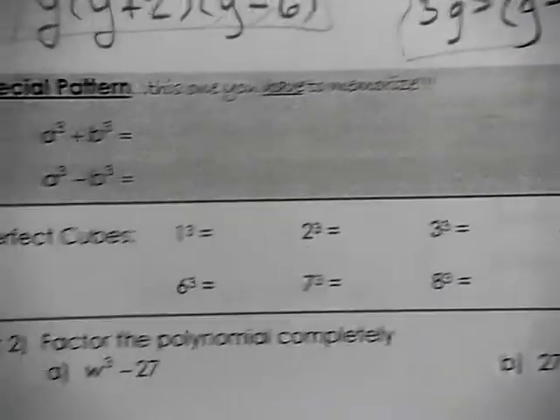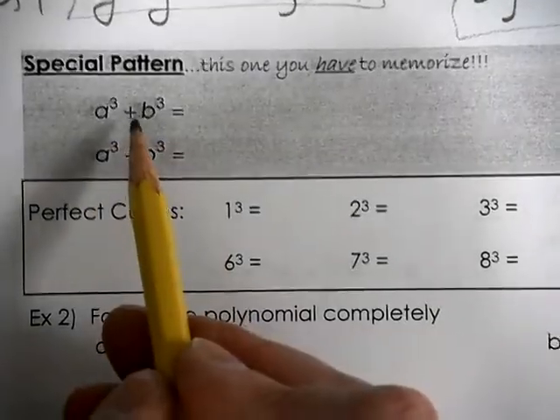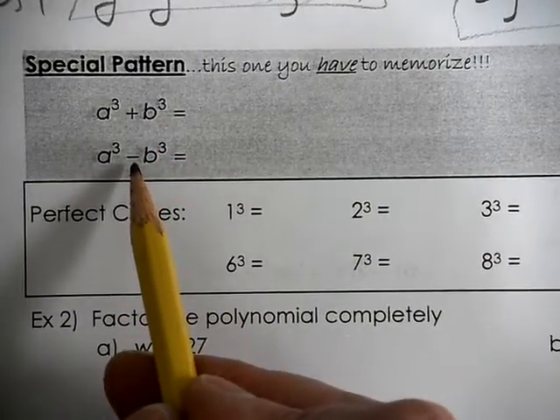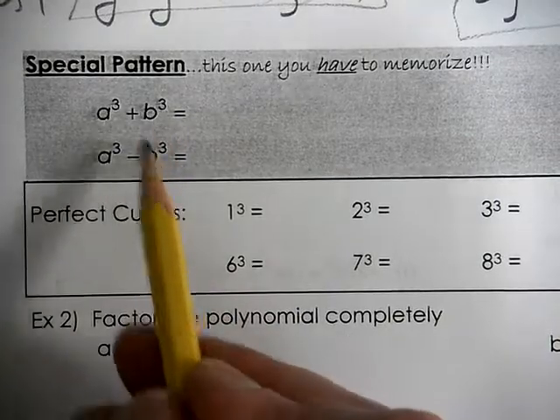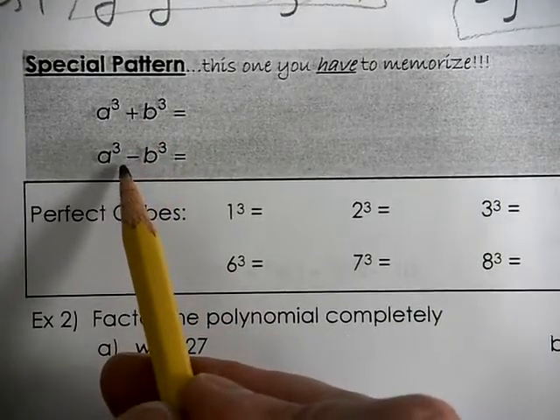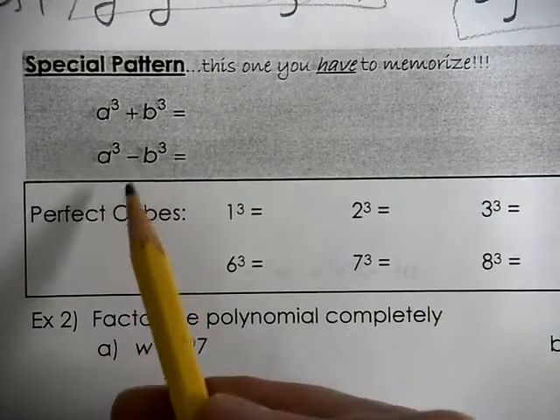We're going to move into our special pattern. This is called the sum of 2 cubes. This is called the difference of 2 cubes. Notice that with the cubes, we have sum and difference. But with squares, you can only factor the difference of 2 squares. We'll experience that a little bit later.